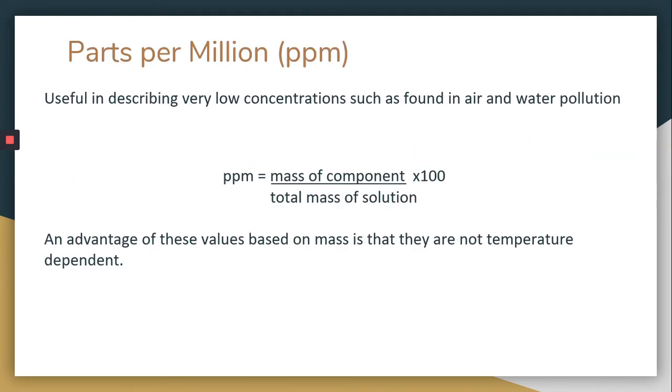Sometimes you might see concentration done in parts per million. So this is useful when we describe very low concentrations found in air or water pollution. So typically you only see this in environmental chemistry, but it's the mass of the component divided by the total mass of the solution times 100, so it's kind of like a mass ratio. And since it's done by mass, it doesn't matter what the temperature is because it's not dependent on it.